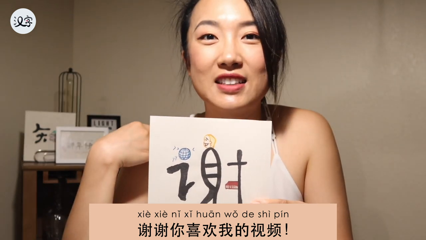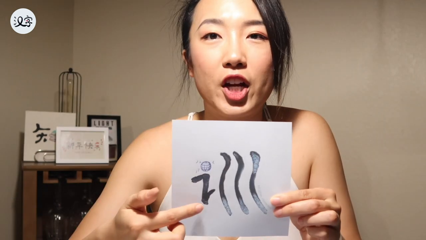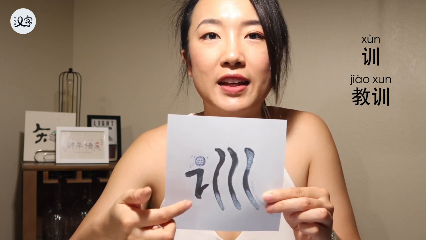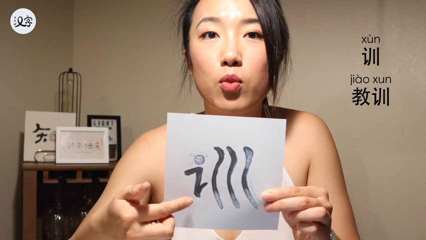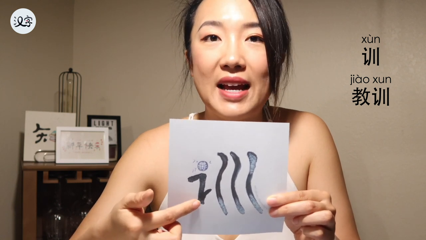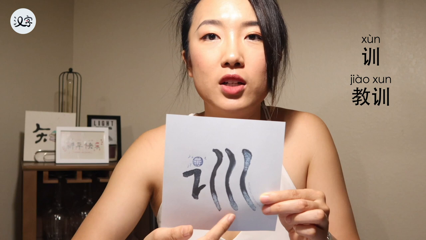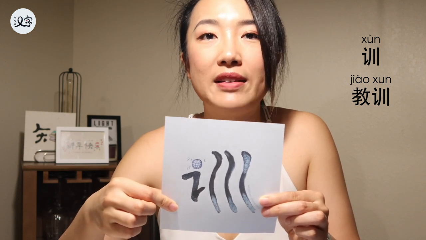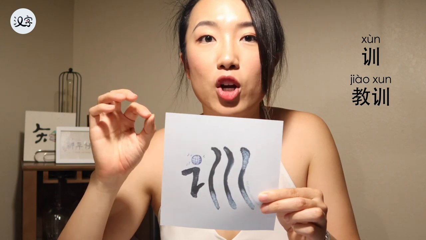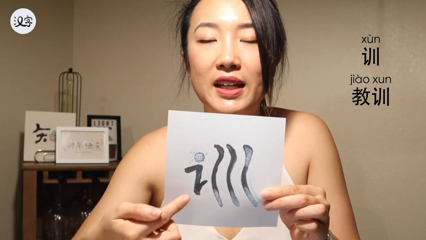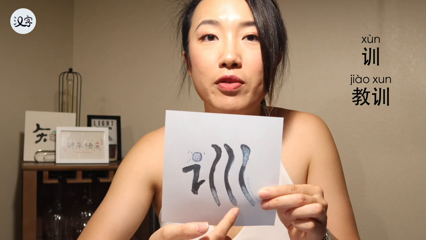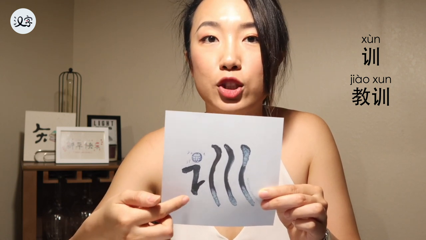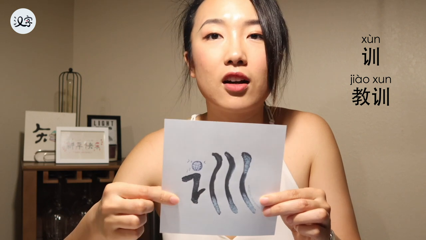I really mean it. 谢谢你们. Character, 训, to lecture, to give a lesson, especially when someone made a mistake. So 言字旁 speaking, this part, 川, river. So imagine when someone is lecturing you, the person is trying to speaking like a running river, and it feels never end. So 训, to lecture, to give a lesson.